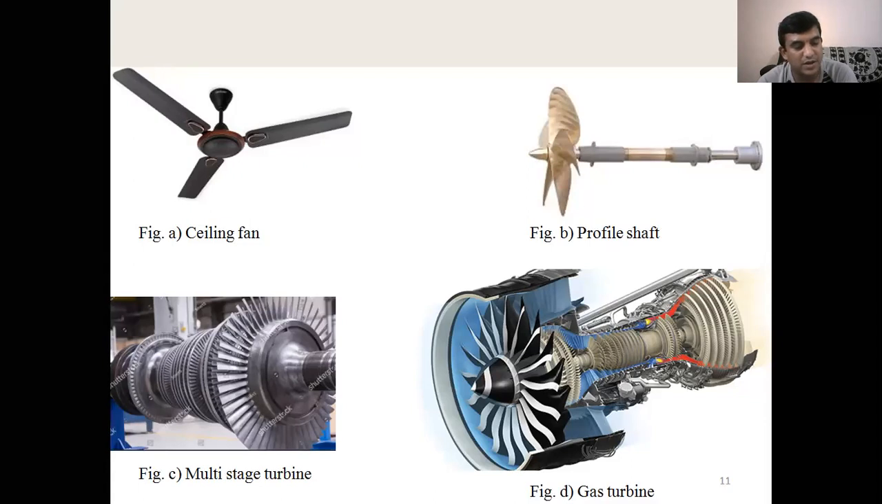Now figure D. It's a gas turbine. First you can see the fan. Next, the compressor, the low pressure compressor. Next you can see the high pressure compressor. Next you can see the low pressure turbine and high pressure turbine. Now again, on each rotor you can see so many blades. Now tell me which case it is. This is also rotating masses, so which case will it come under?